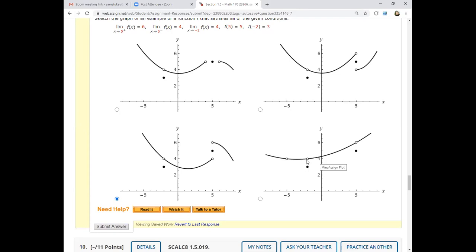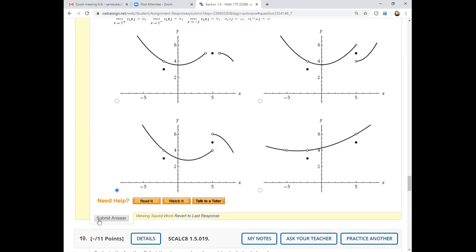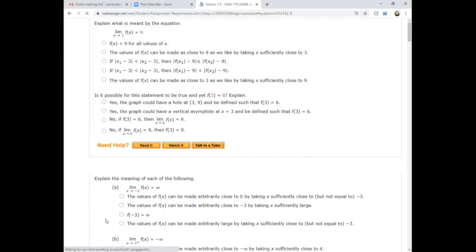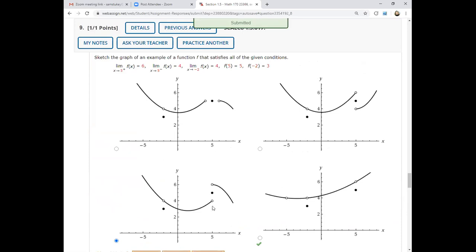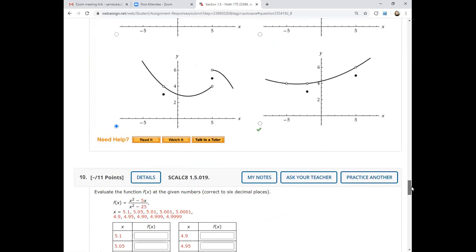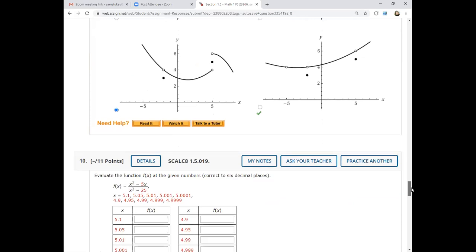So it could be this one too, if you're just looking at that side as well, as x approaches -2. But remember, one of them didn't meet the other conditions. You have to meet all of the 5 conditions. You have to meet all of them. You see that?